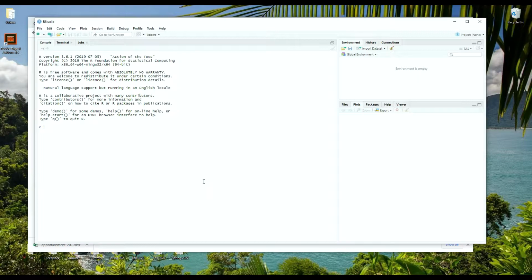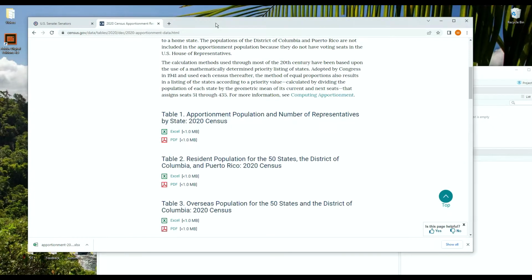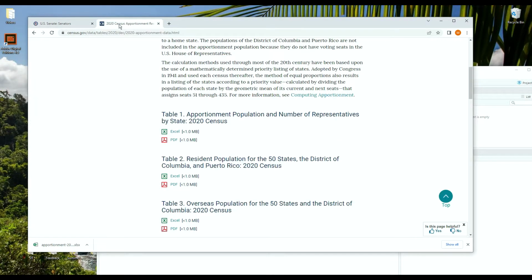So you can see that today I'm in RStudio, and behind RStudio here I have a page from the 2020 census from census.gov, and this is the apportionment population by state. And over here from senate.gov I have a list of US senators.